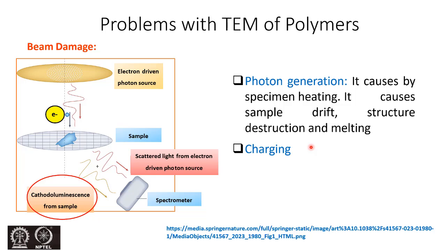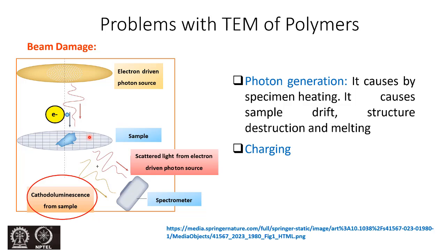Then the beam damage can also be due to photon generation. It is caused by specimen heating, and it causes sample drift, so because of the heating, the sample gets shifted. And the drift occurs, and that's why we will not be able to get a better image because of this. And structure destruction can also happen because of the heating and melting.